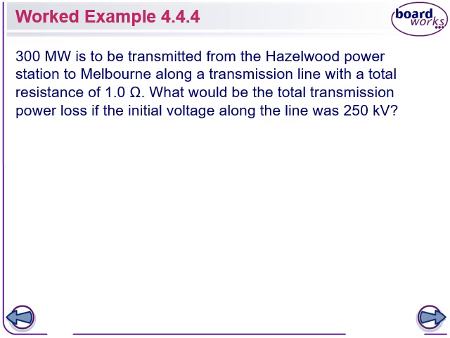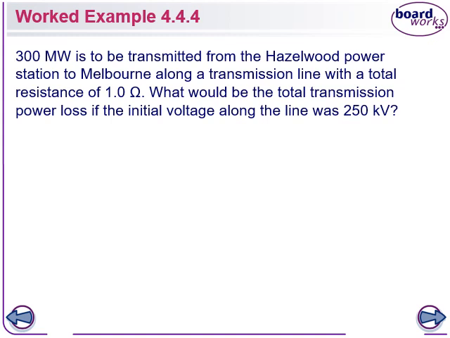300 megawatts is to be transmitted from the Hazelwood Power Station to Melbourne along a transmission line with a total resistance of 1 ohm. What would be the total transmission power loss if the initial voltage along the line was 250 kilovolts? Okay, so there's a couple of things we can do here.